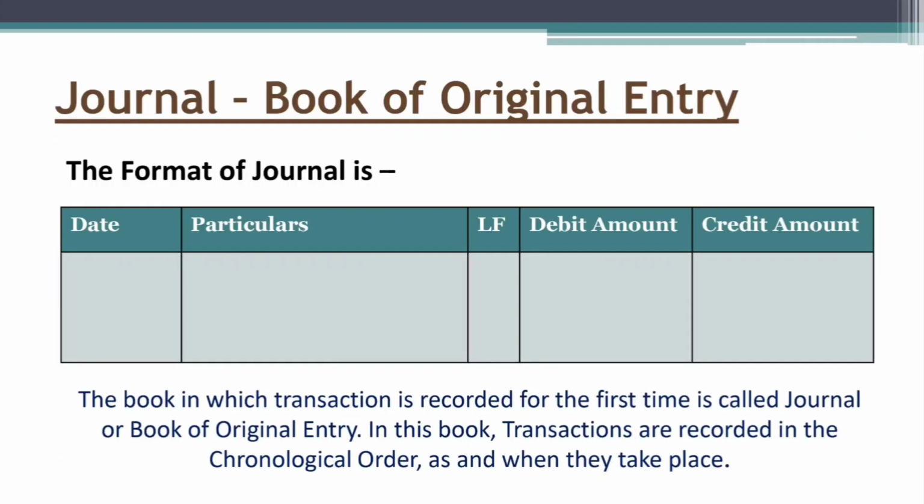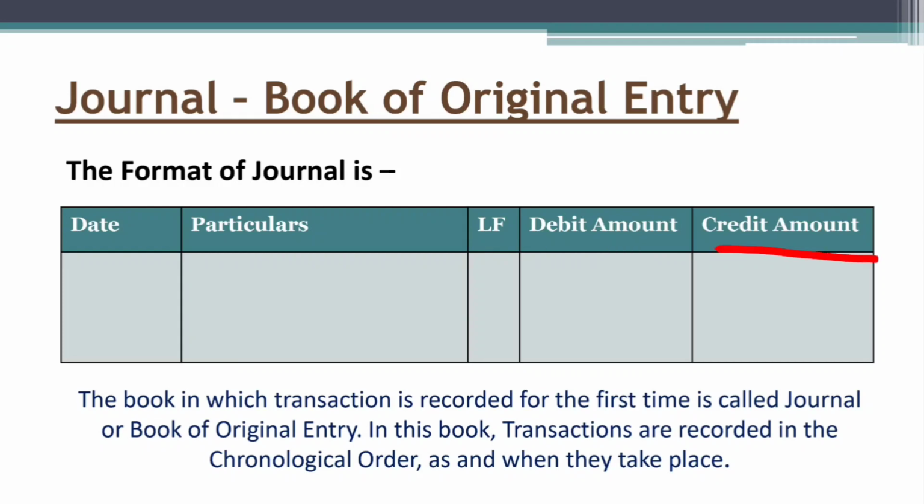Let's start with step 1 of accounting, that is the journal. Do you know why journal is called the book of original entry? This is because the transaction is recorded for the first time in journal. This means the transactions are recorded in the chronological order, that means date-wise as and when they take place. The format of journal is date, particulars, LF standing for ledger folio, debit amount and credit amount.